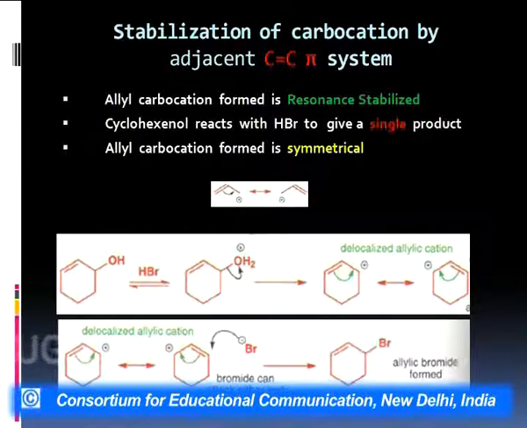For example, if we look into the structure of cyclohexenol, the carbocation formed here is allylic, and this allylic carbocation is resonance stabilized. Not only this, the allylic carbocation which we are getting here is symmetrical. So as you can see, the attack of the nucleophile can take place at two places which are equivalent. So in this case, we get just one product, which is allyl bromide.